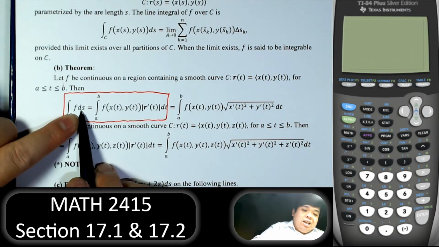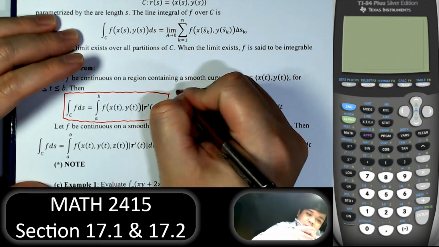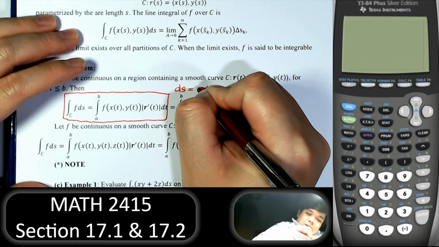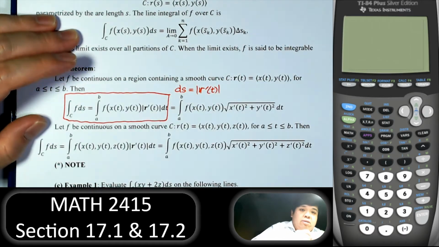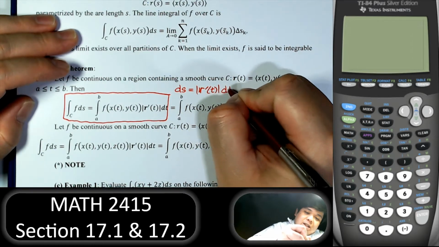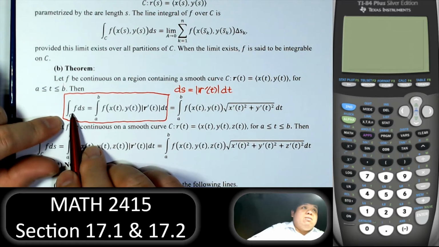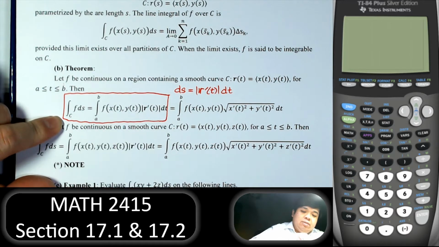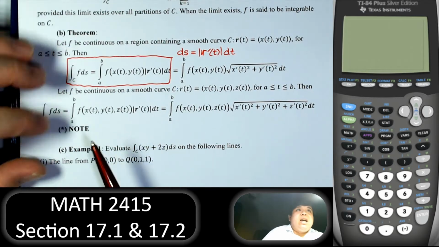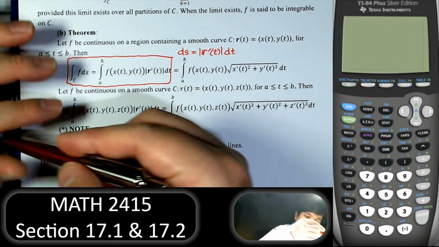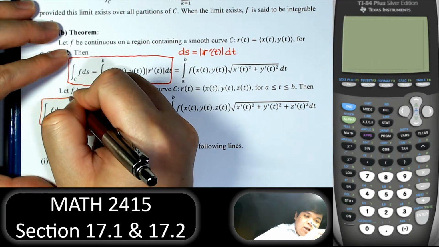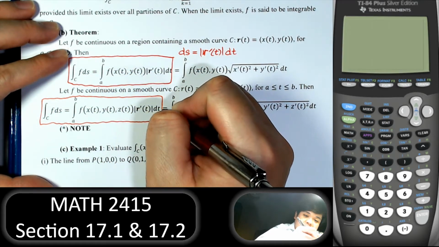So we can find ds is going to be equal to the magnitude of the derivative times dt. That gives us ds, and then we just have the function in terms of t. And then our three components will be just the same thing. So two important things: the function and then the curve.